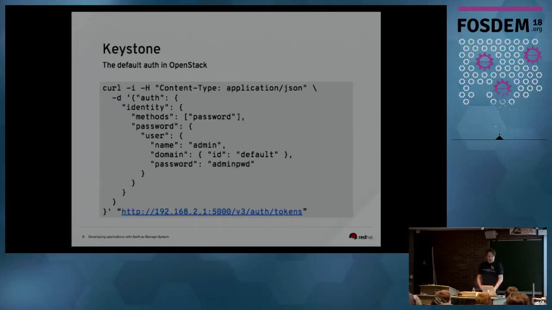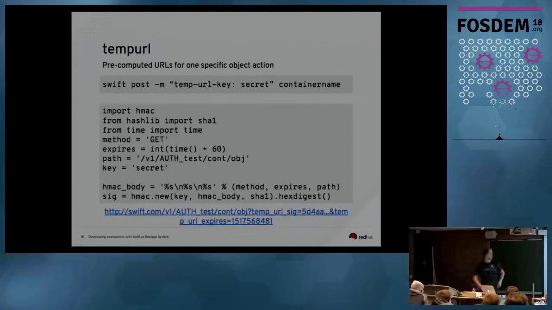And there are two middlewares that work very similar to each other. The first one that I want to introduce you to is TempURL. It actually uses pre-computed signed URLs, and these signed URLs are only valid for a very specific action and a short amount of time. So to use this, you need a key that is later on used to sign this request, and you store this key as metadata within Swift itself, either on the account name. In that case, it's valid for all the containers within that account, or on the container name.